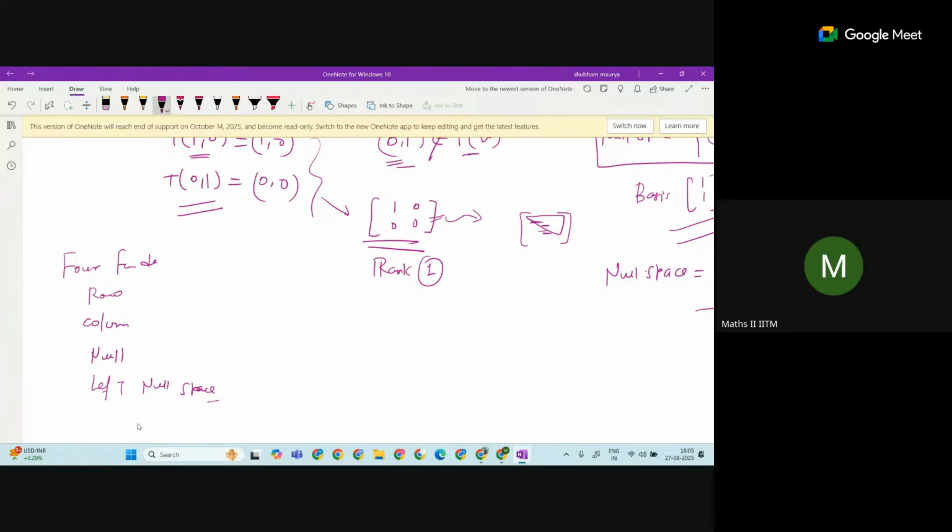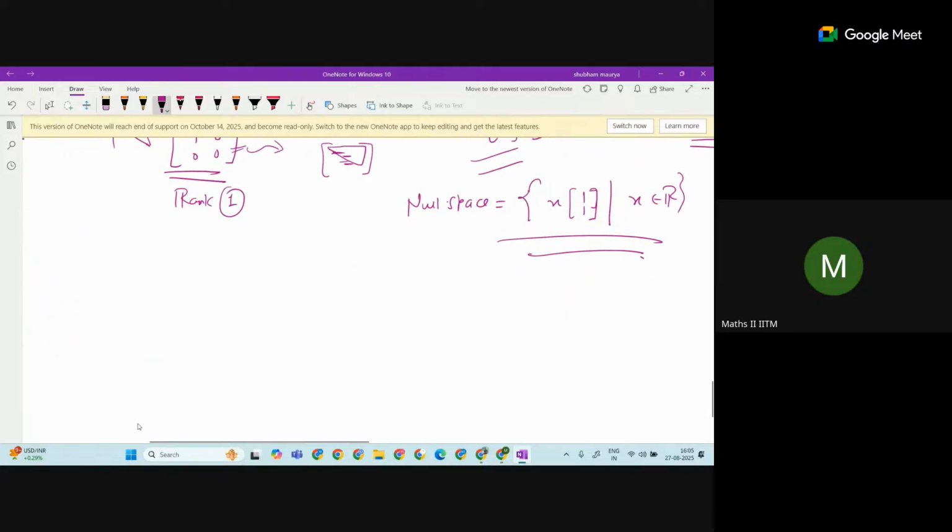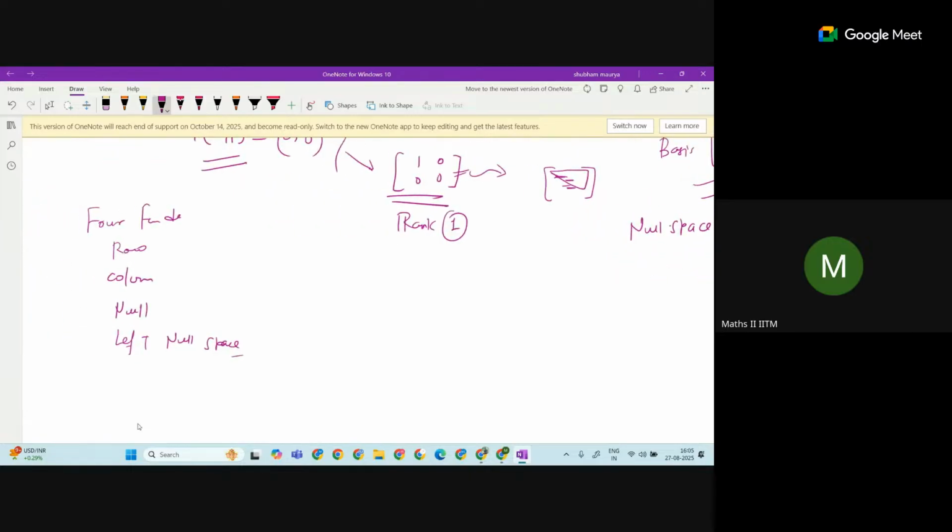There are 4 spaces there: row space, column space, null space, and left null space. Okay. So before we start that, there is a rank thing. Rank is nothing but, if you find the row space of it, the dimension of it is called rank. Let me tell you what exactly that is.